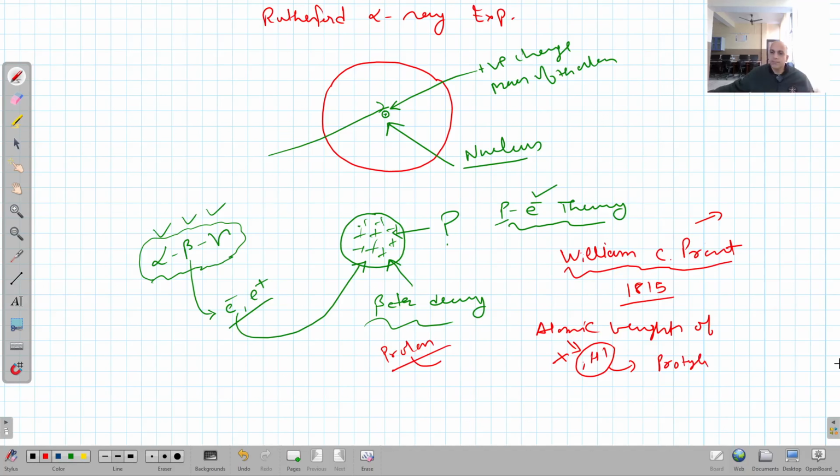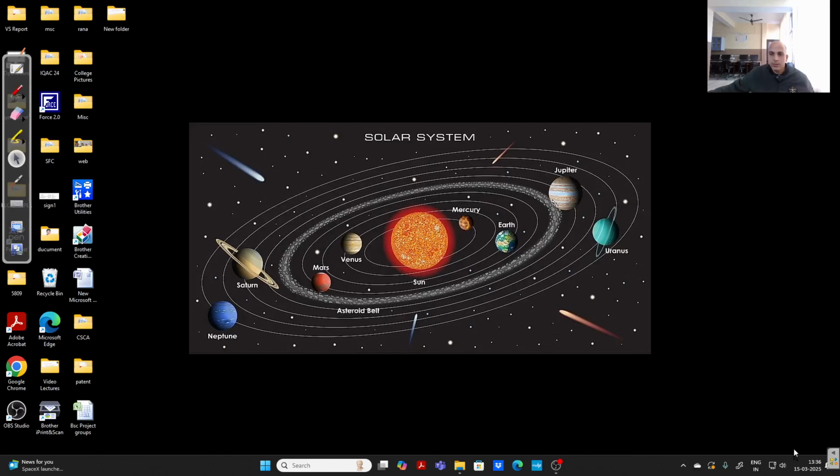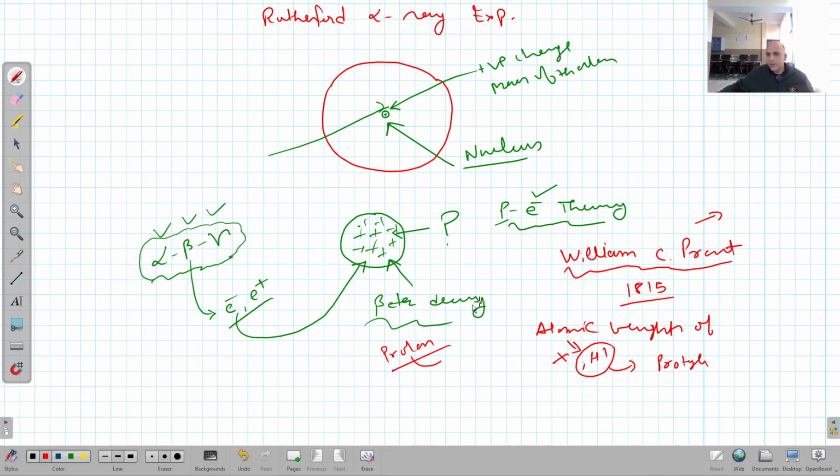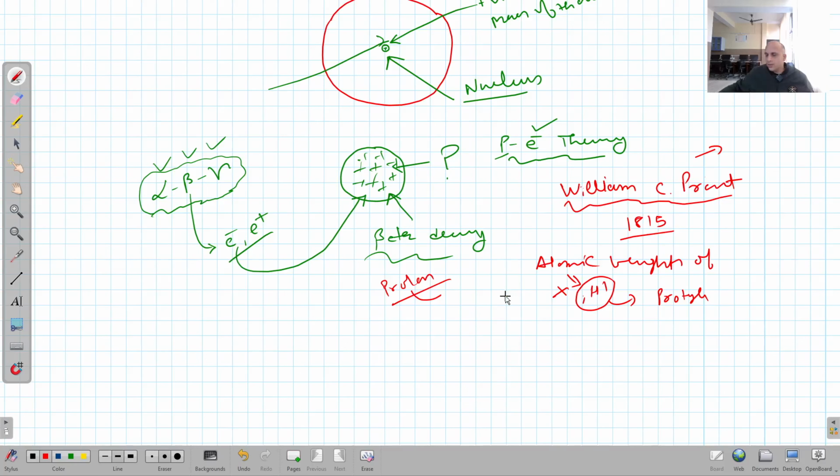right? So I was saying that this word protyle was given by William C. Prout to the hydrogen atom, right? Which was later on, in 1920, named a proton by Ernest Rutherford, right?